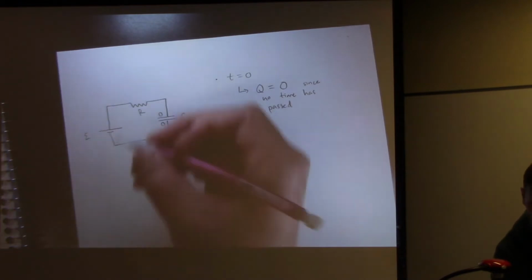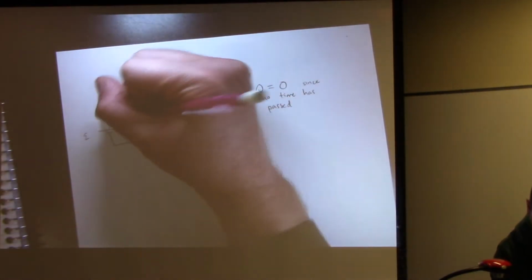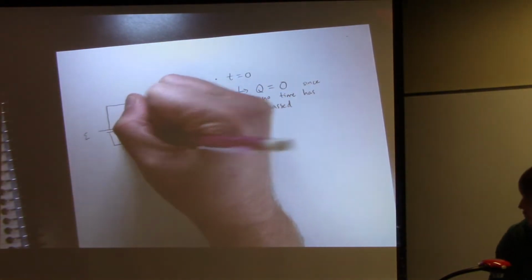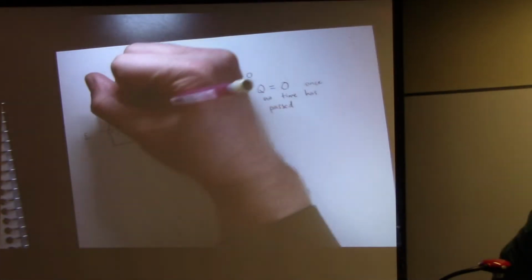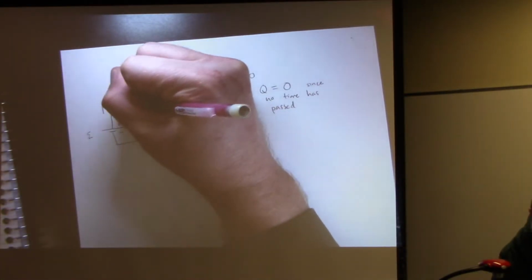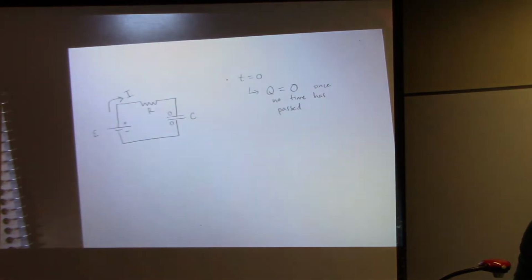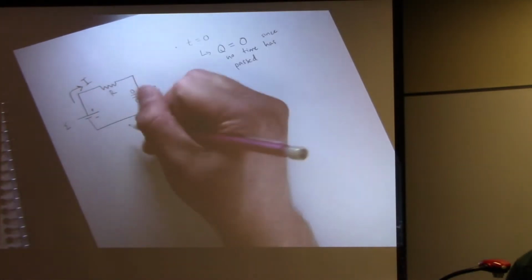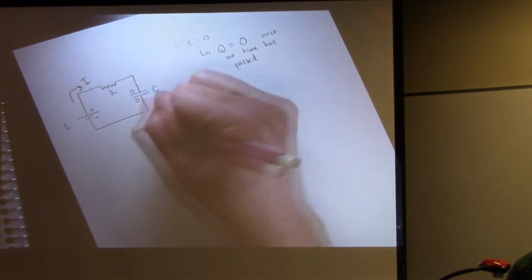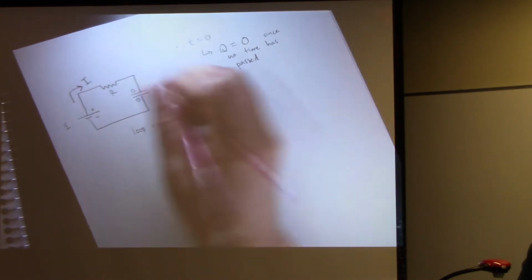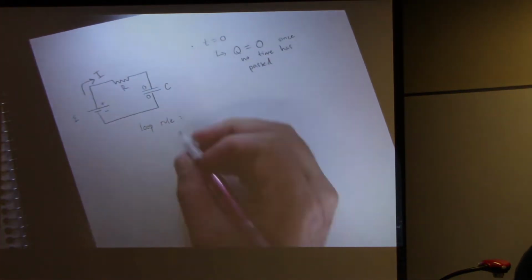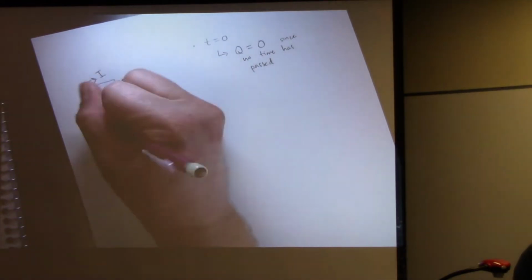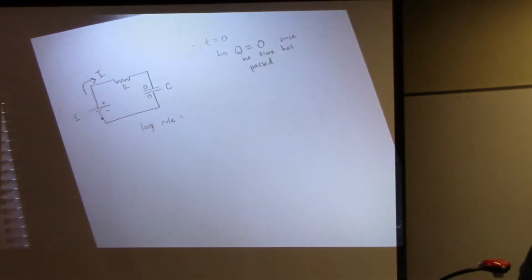Now let's think about the current. This is the positive and negative terminal of my battery, and I know which way current is going to tend to flow. In this case, it's going to flow clockwise. And I don't want to say the current is 0, right? And there's a reason for this. Let's take the loop rule for this circuit that I drew.